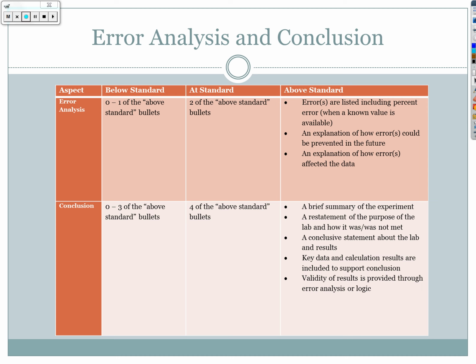Alright, we'll be talking about this a little bit in class, but again, you'll be given a rubric to look through, and that rubric will be used with each individual lab report that you write, and I will clearly indicate what you were or were not meeting on that rubric for the lab.